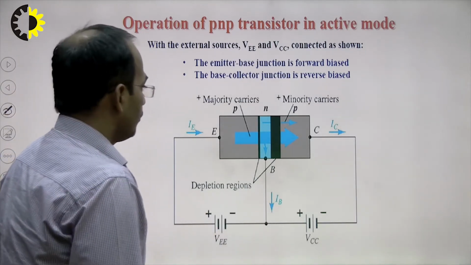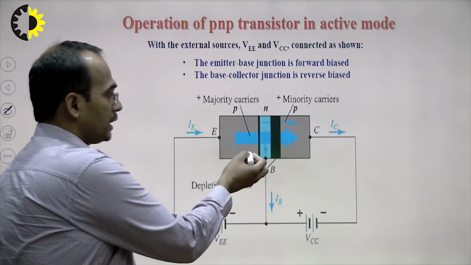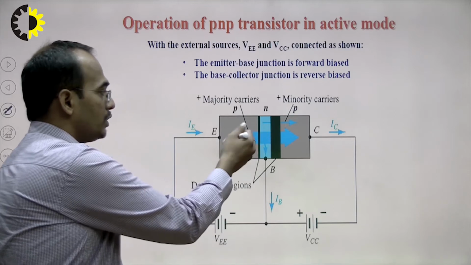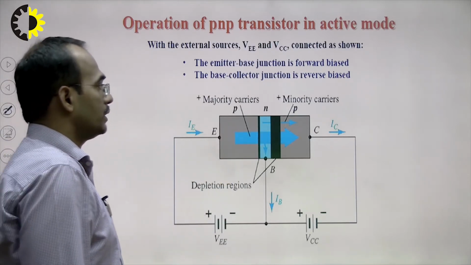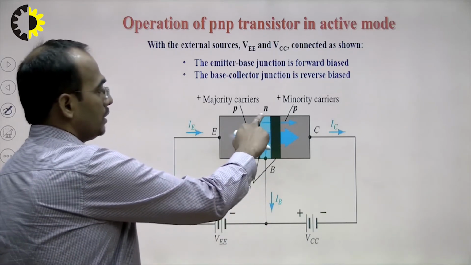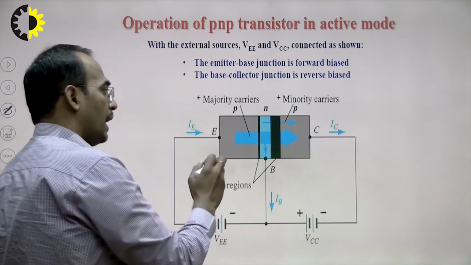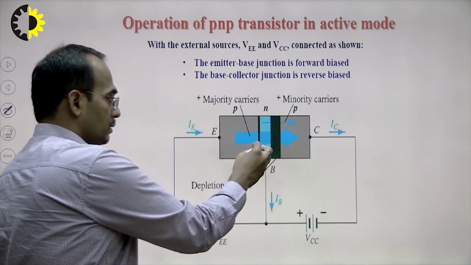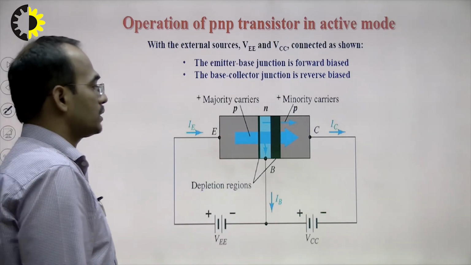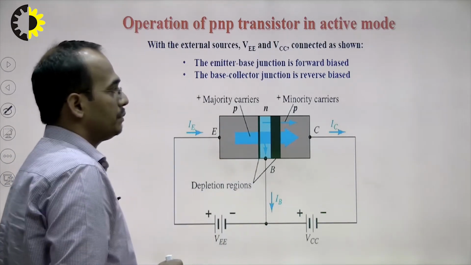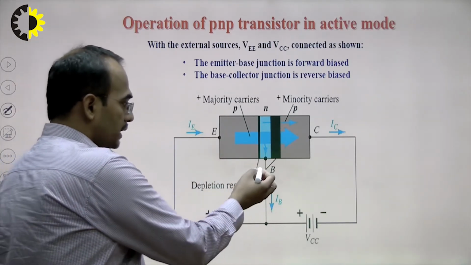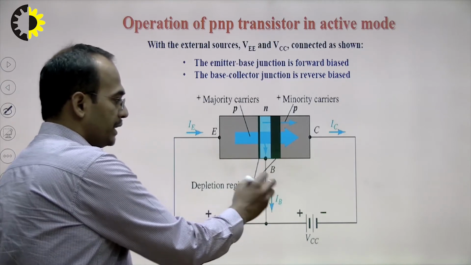So, a few charge carriers will recombine with the majority charge carriers of the n side of this PN junction, and the charge carriers that have not recombined with the majority charge carriers of the n type semiconductor material will be collected by the collector, and the charge carriers that have recombined will constitute this base current IB.